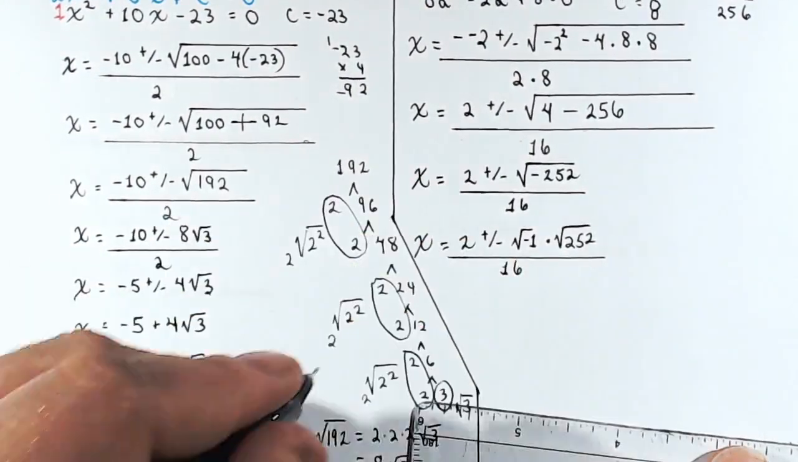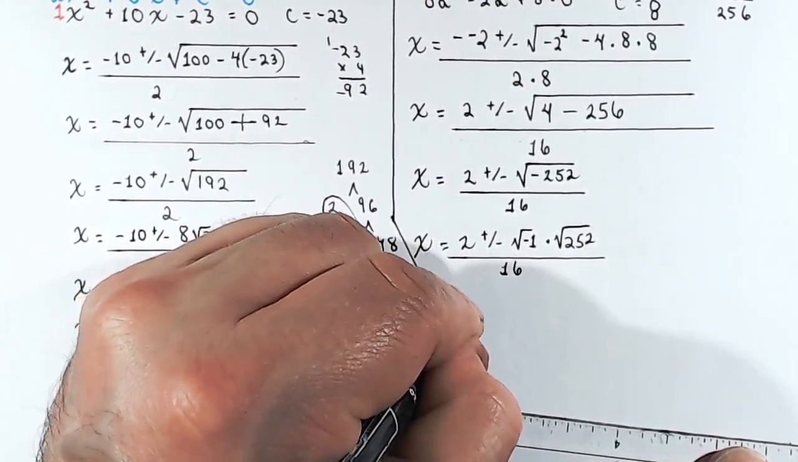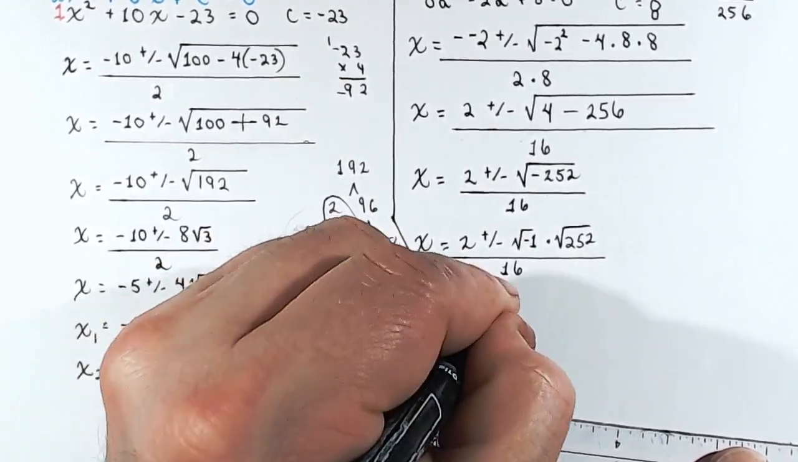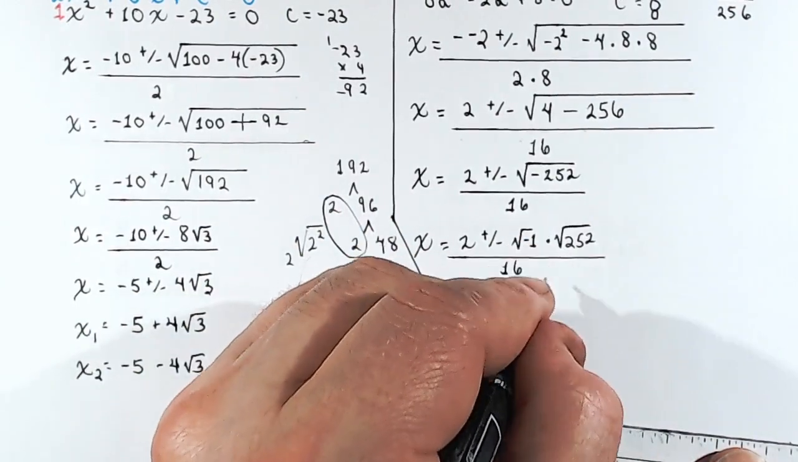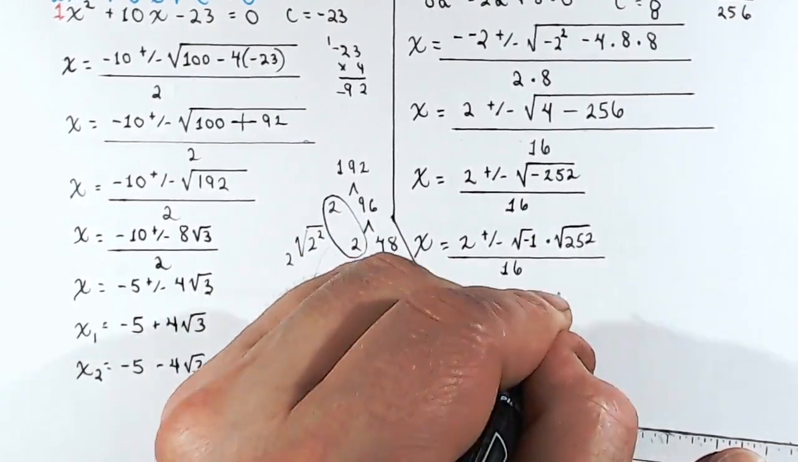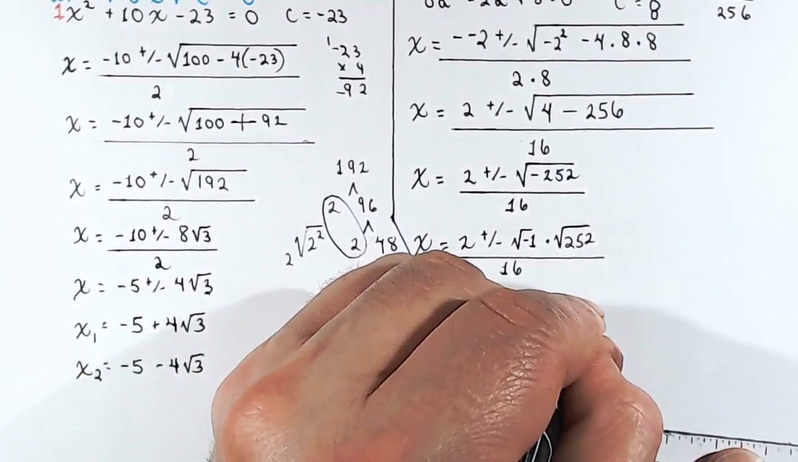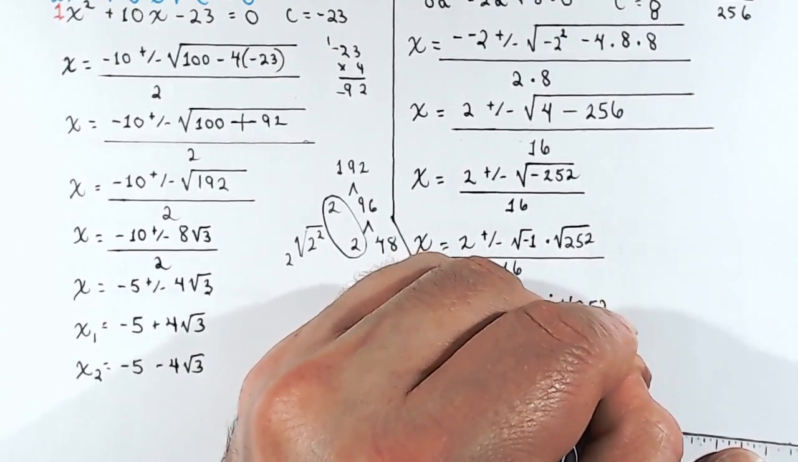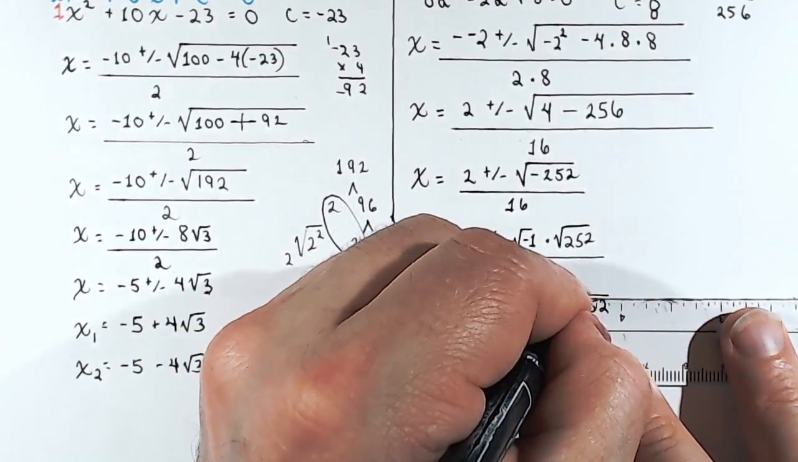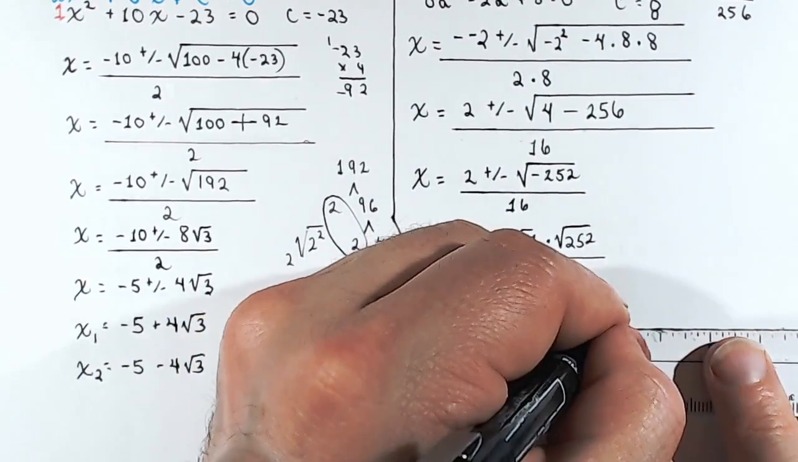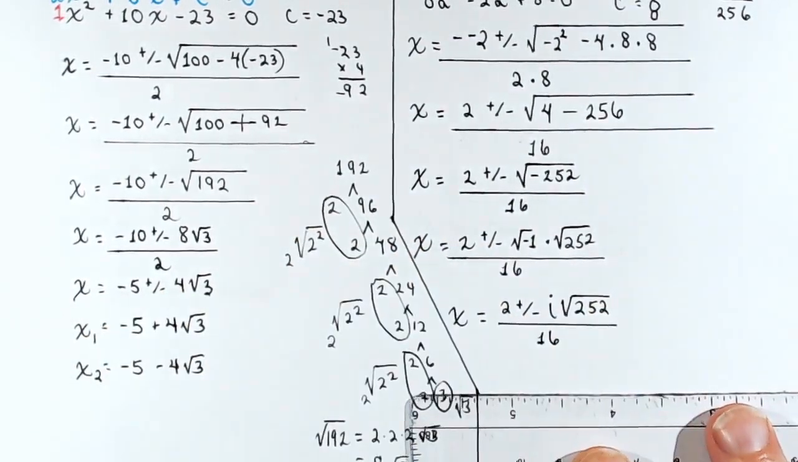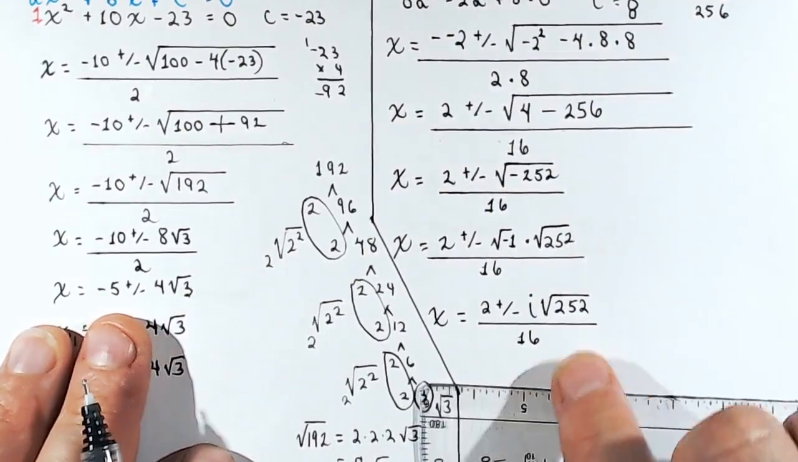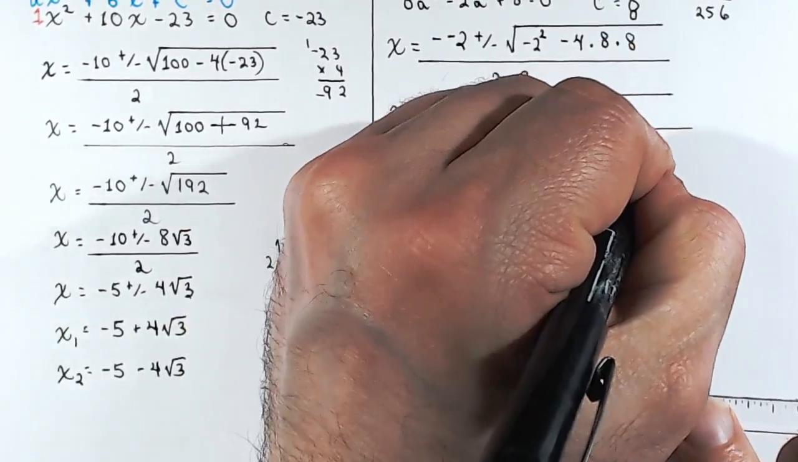It won't be lined up anymore, though. I have x equals 2 plus or minus i, because the square root of -1 is i, and then square root 252, which we'll have to factor and simplify, all over 16. Okay? So now we just have to prime factor 252.